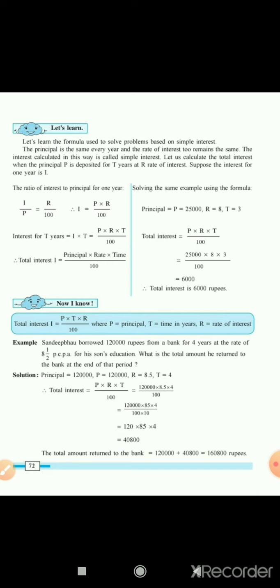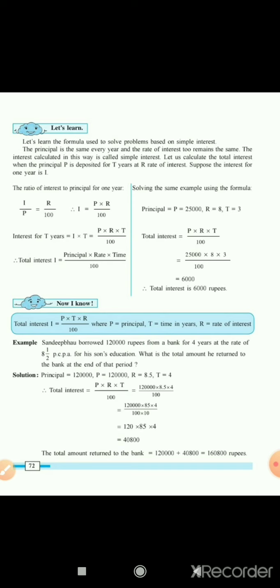So, total interest, that is the formula, is equal to P into R into T upon 100. So, that is equal to 1,20,000 into 8.5 into 4 upon 100. So 1,20,000 into 85. We want to remove the decimal point, so we multiply both the numerator and the denominator by 10. So, it becomes 85 into 4 upon 100 into 10. After cancelling 3 zeros from the denominator with the 3 zeros from the numerator of 1,20,000, and multiplying, you get 120 into 85 into 4.